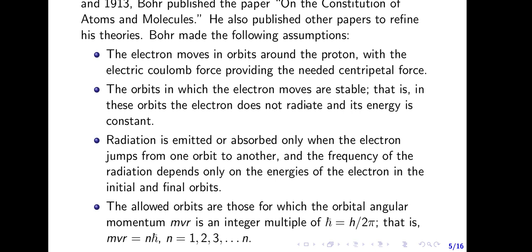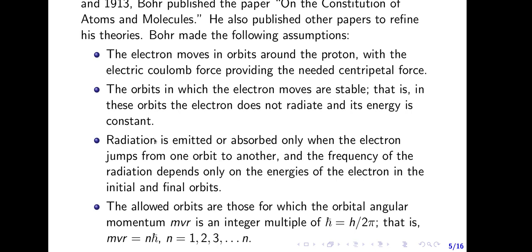Unlike Rutherford's interpretation, that if the electron is a charged particle moving in a circle, it will radiate energy, Bohr said that the electron does not radiate energy. So the energy is constant. This gives a better interpretation to Rutherford's model.